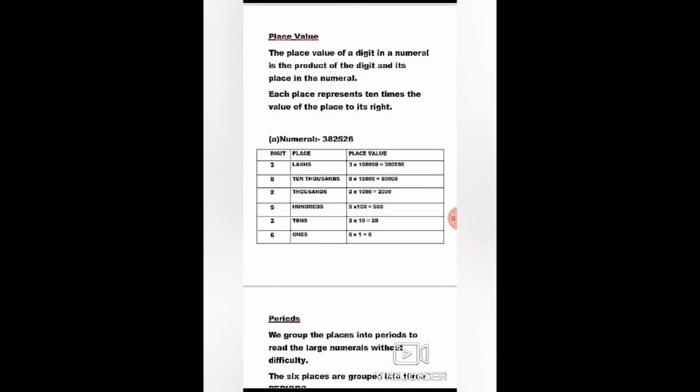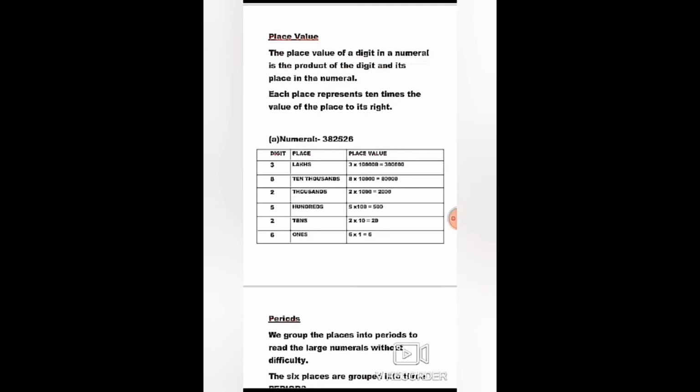Place value. The place value of a digit in a numeral is the product of the digit and its place in the numeral. It means if you have to write the place value of a digit, you must multiply the digit with its place. Each place represents 10 times the value of the place to its right. It means tens is 10 times more than ones, 100 is 10 times more than tens, 1000 is 10 times more than hundreds, and so on.